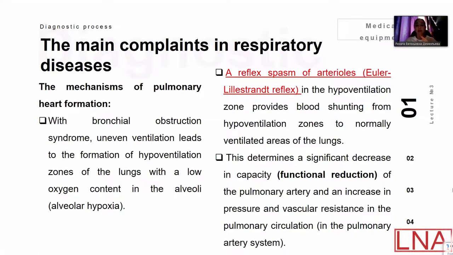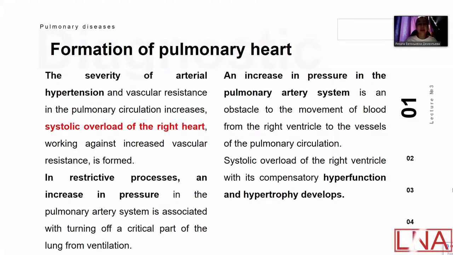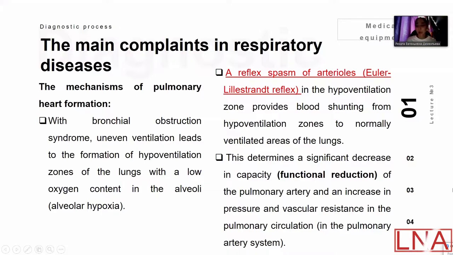So, 3 points. Next, the severity of arterial hypertension and vascular resistance in the pulmonary circulation increases by the previous reason. Next, systolic overload of the right heart starts to develop. Systolic overload of the right heart, working against increased vascular resistance, is formed. In the restrictive process, which is connected exactly with interstitial tissue of the lungs, and increase in pressure in the pulmonary artery system is associated with turning off the critical part of the lung from ventilation, and returning to the first pathological mechanism of formation, pulmonary heart formation.